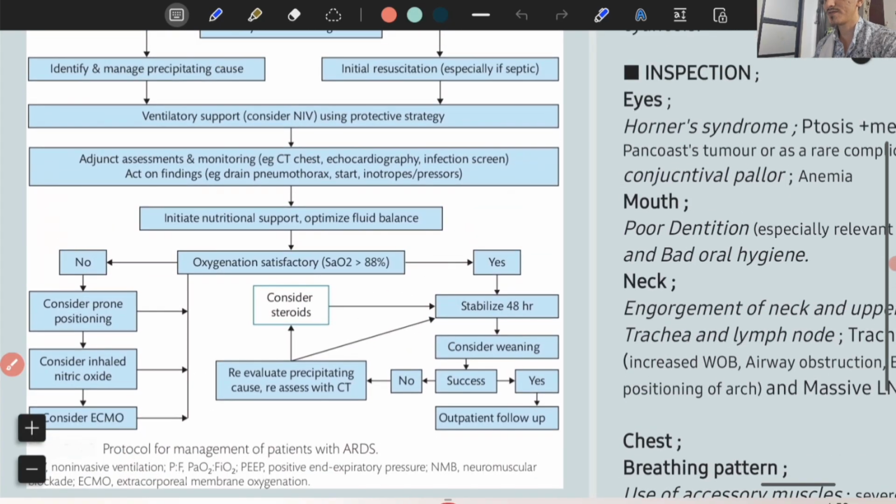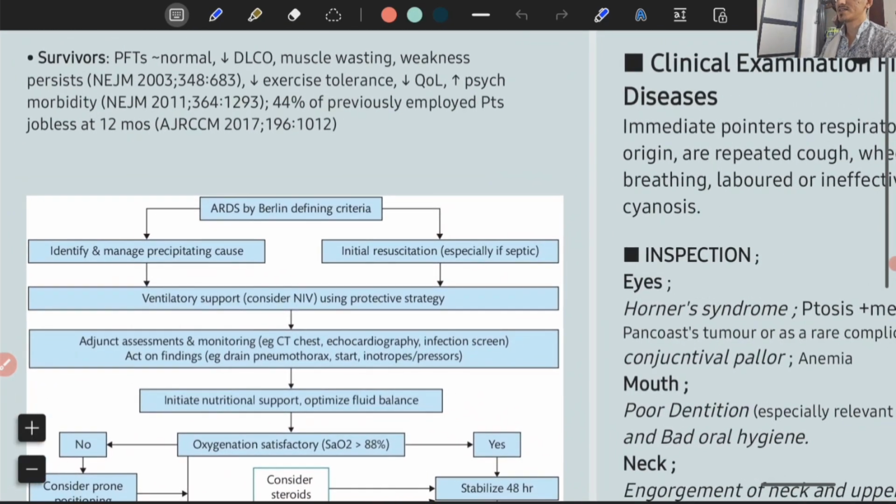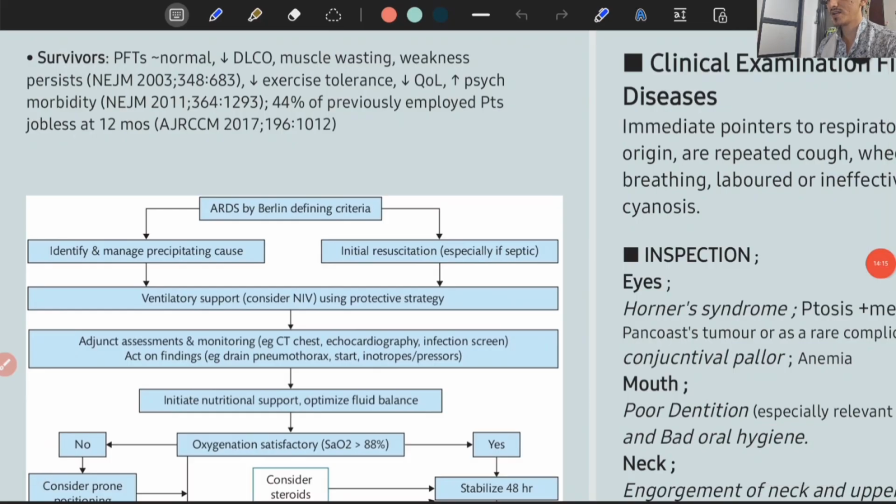By this, you will end the chapter of ARDS, and in the next there will be one last video on this respiratory system. After that video, we will move on to the next system, the cardiovascular system, and we will discuss the cardinal manifestations step by step, one by one, of that cardiovascular system.